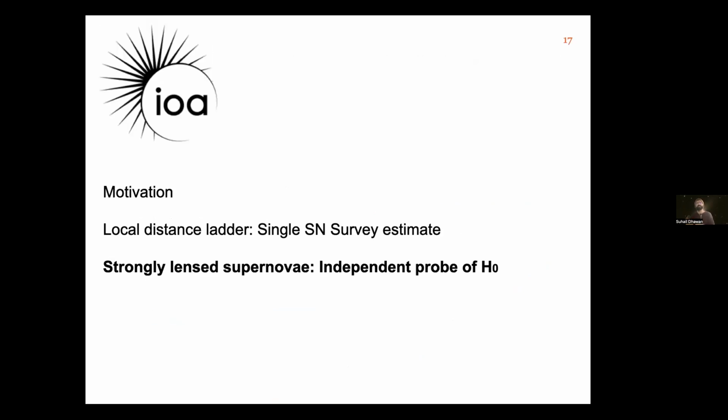So in the second part of my talk, I'll be mentioning the use of supernovae in the strong lensing regime, but I'll pause for a bit for questions right now because that's a little different from the local distance ladder. If there are questions, I'd be very happy to take them now on this part of the talk.